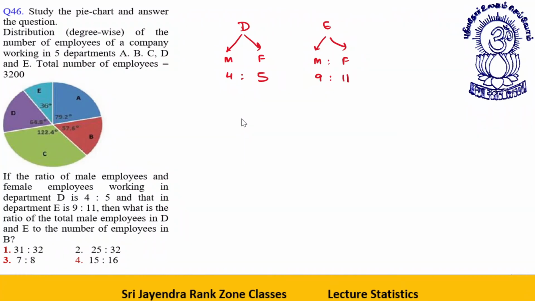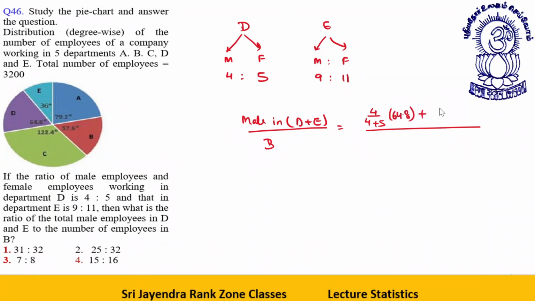Then what is the ratio of total male employees in D and E to the number of employees in B? Now what we have to find? Male in D plus E, to the total employees in B. How do you get total male employees in D plus E? In D, male will be 4 upon 4 plus 5 out of the employees in D, which is 64.8.